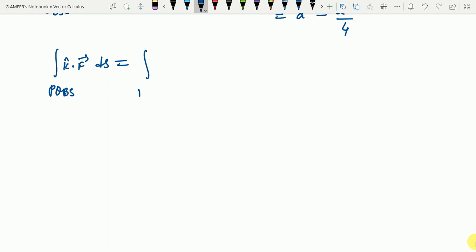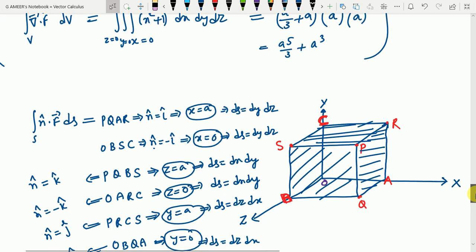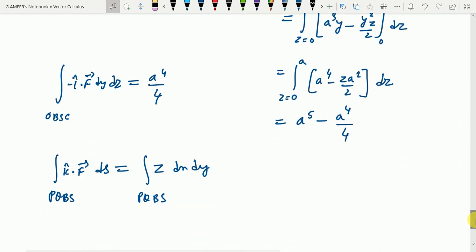So for PQBS, only z will come, so that is dx dy. Z will come and dx dy will come. So for PQBS, z is equal to a. When I substitute z is equal to a here, a will come out, dx dy. So x going from 0 to a, y also going from 0 to a. So that will come simply as a cube.